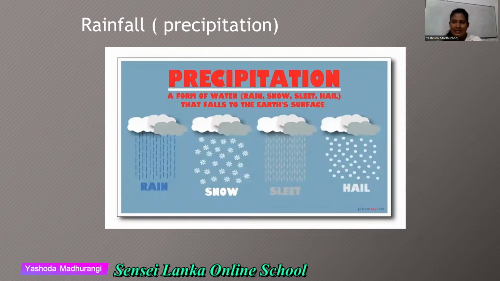Now we are coming to another weather element, the second topic today. Earlier we learned about hotness. When there is the sun, we can feel that hotness. So now when there is no sun, what is there? Rainfall. Varshapatanaya. It has another name. What is it? Within brackets I have given you. Precipitation.